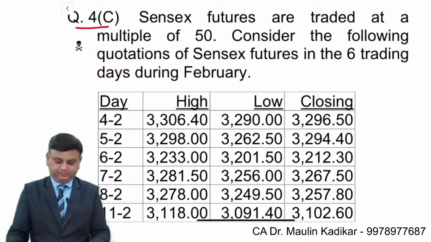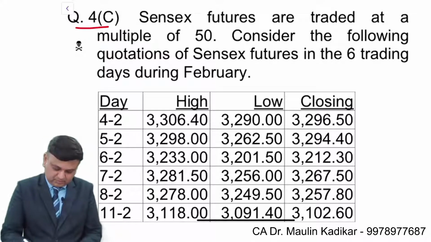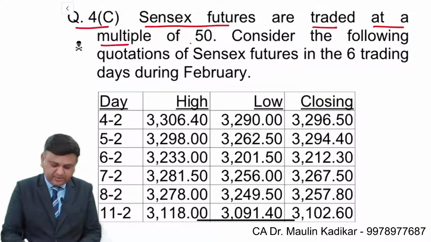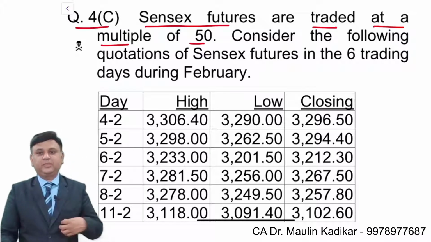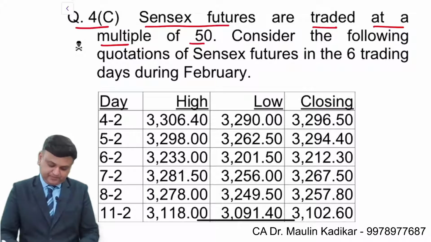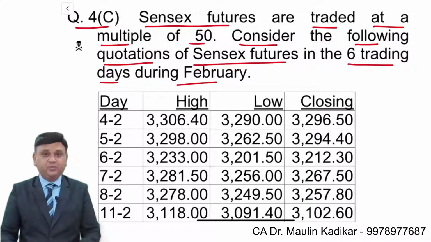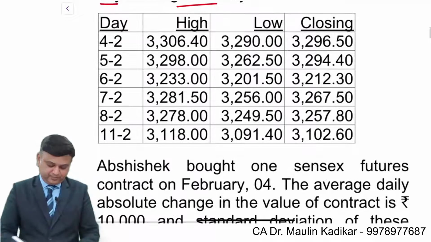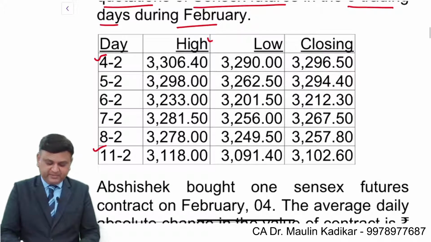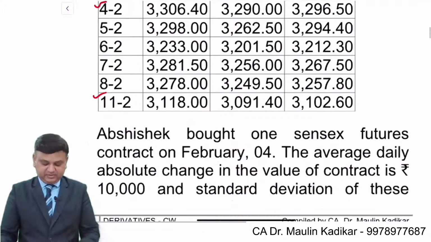Next question. Sensex futures are traded at a multiple of 50, meaning 50 is the lot size. Consider the following quotations of Sensex futures in 6 trading days during February, starting from 4th to 11th. High price is given, low price is given, and the closing price is given.